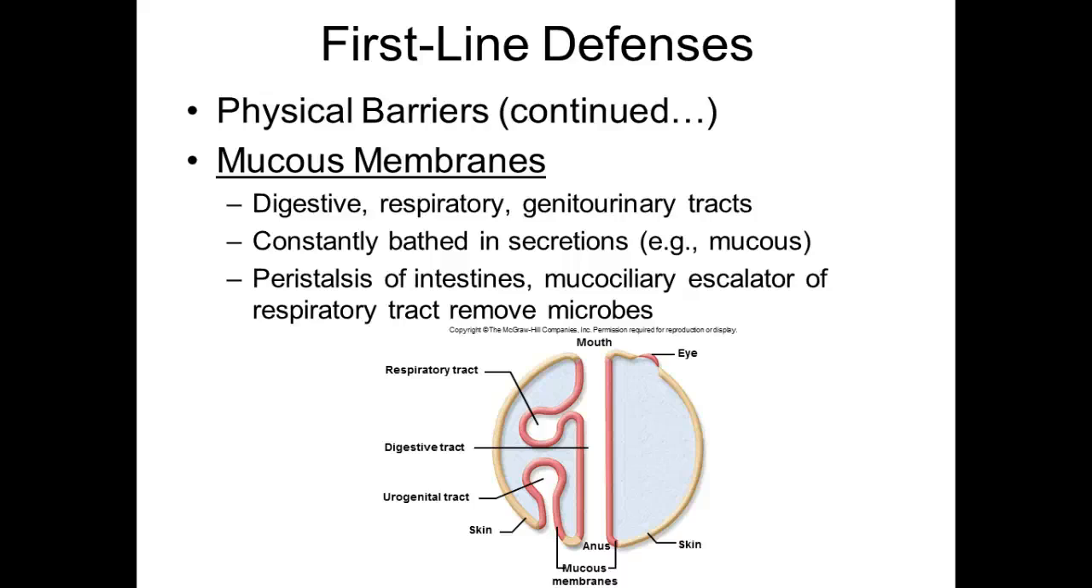So a tube, right, straight through your body. This is a rudimentary drawing showing you those different areas, denoting the different areas of the mucus.